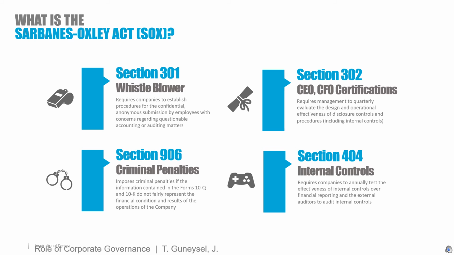In 2002, President Bush signed into law the Sarbanes-Oxley Act, SOX, to protect investors from the possibility of fraudulent accounting practices by corporations. SOX mandates strict reforms to improve financial disclosures from corporations. Some of its main provisions require companies to establish procedures for whistleblowing, for the CEO and CFO to quarterly evaluate the design and operational effectiveness of internal controls, to test for them, and to impose criminal penalties on violations.